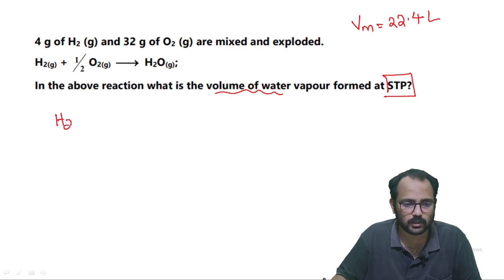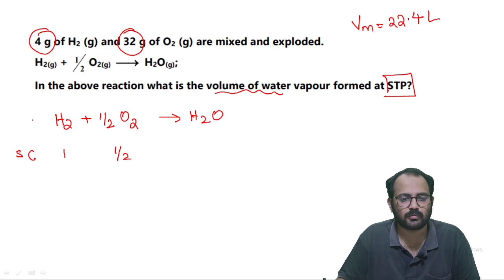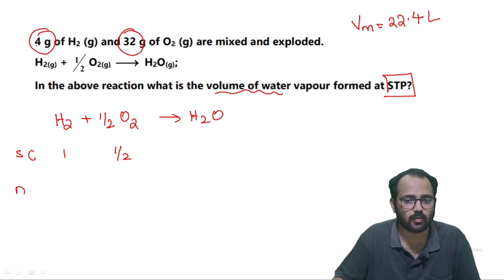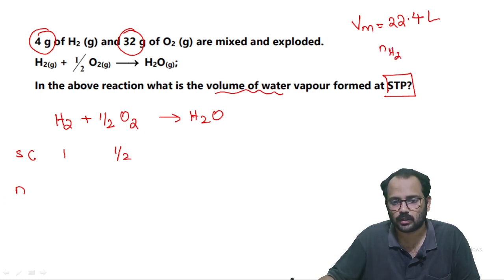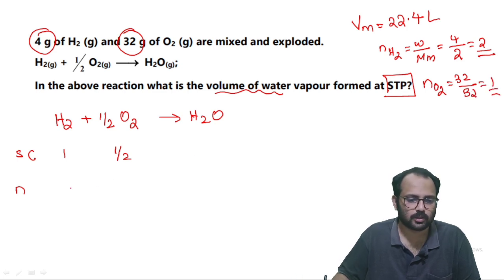Now we'll write the equation here as always. H2 plus half O2 gives you H2O. First we have to write the stoichiometric coefficients. Here 1, here half. They have given the values of two reagents. So what you have to do? You have to find out the limiting reagent. So first you have to find out the number of moles. They have given the weight. So number of moles of hydrogen is given mass by molecular mass. Given mass of hydrogen is 4, molecular mass is 2, so number of moles is going to be 2. For oxygen, given mass is 32, molar mass is 32, number of moles is 1.